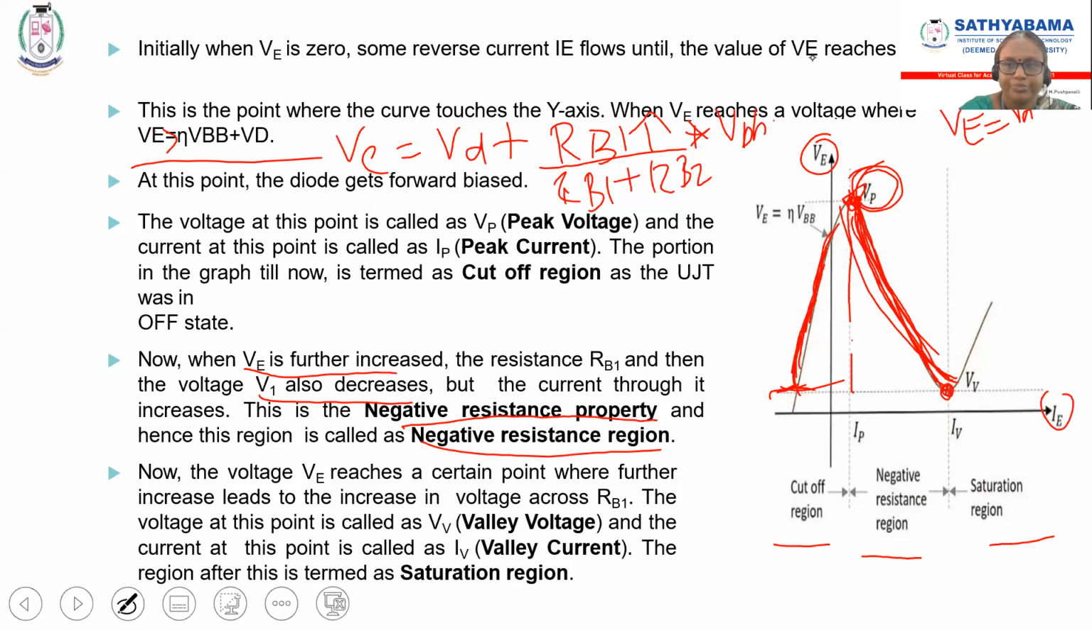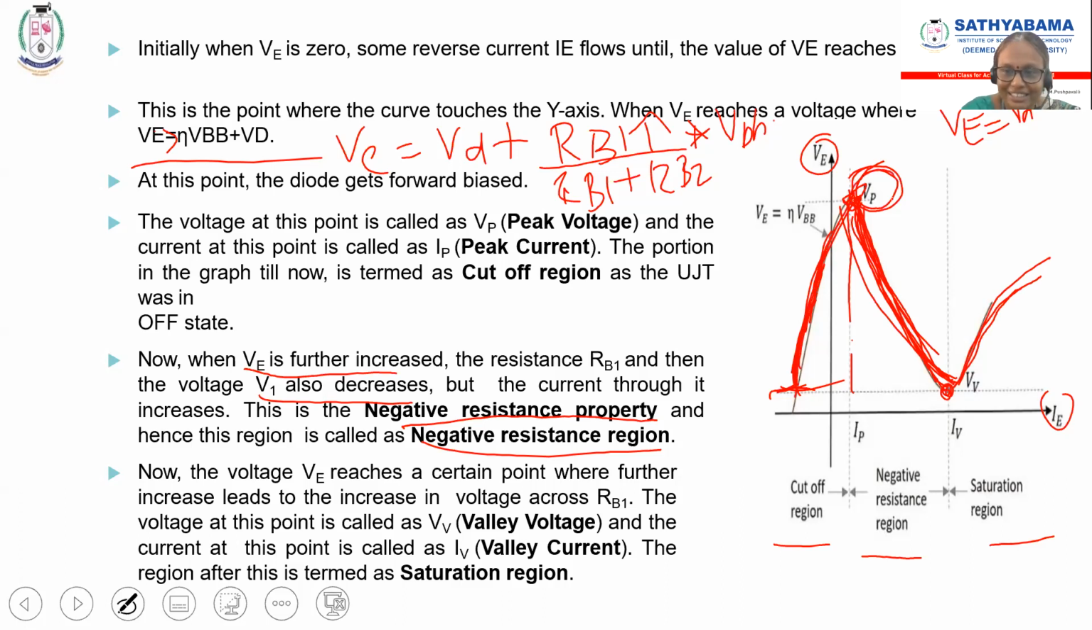Once VE reaches the valley point, the current increases further, and the voltage also increases. So this is my cutoff region, this is my negative resistance region, and this is my saturation region. Here my UJT will be turned off, and in this region my UJT will be turned on.